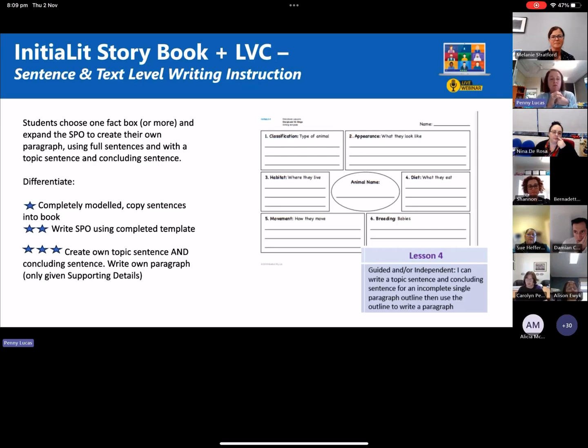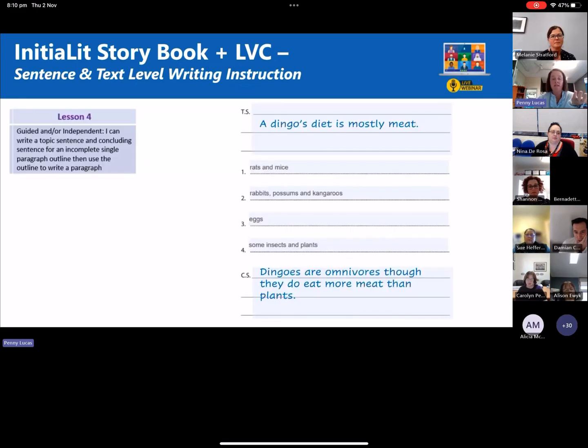So you can see there my little 1-star students who might need a bit more support. I do have a K-1 too, so it might be completely modelled. It might be still joint construction with the CSA. My base lesson looks like this. So writing an SPO given the template. So it's all filled out. We may have done that on the day before, and now those students are just having to fill that out using all the outline.